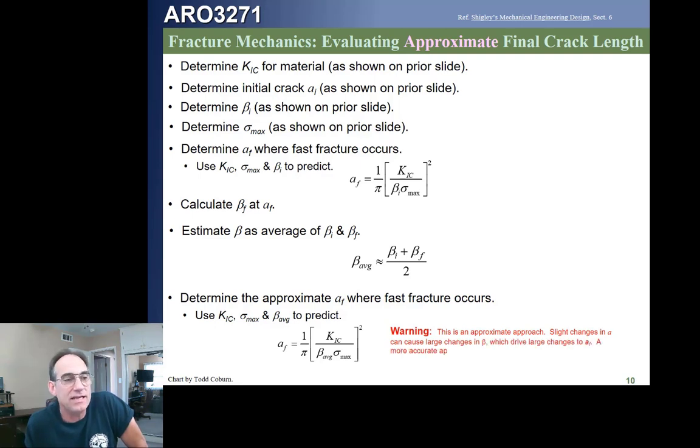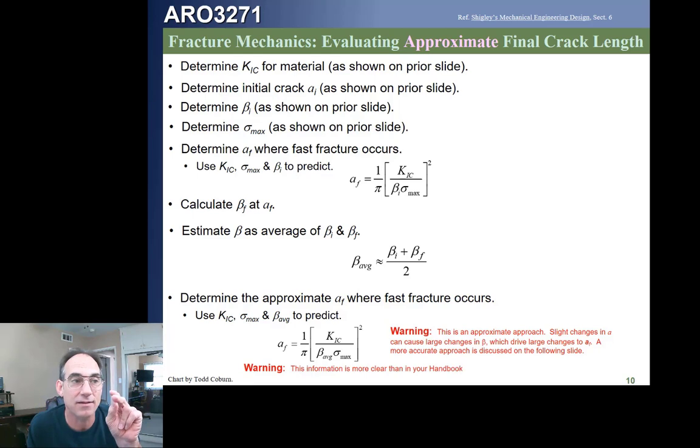Okay, so what this means is we calculated the final crack length based on our initial crack size and our initial beta. We then calculate the beta associated with that final crack length. We use the average of those two to come up with a new beta. We do one more step to calculate a final crack size using the average beta. And we're going to assume that that is valid. That sometimes will be accurate enough, other times it will be grossly wrong.